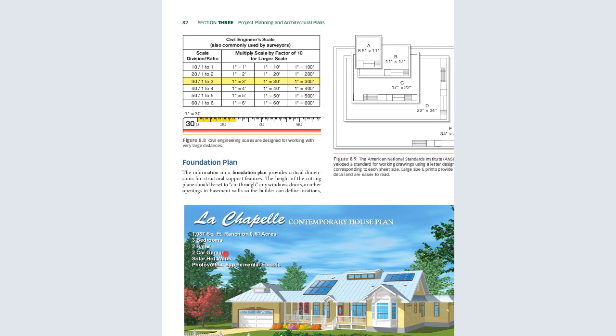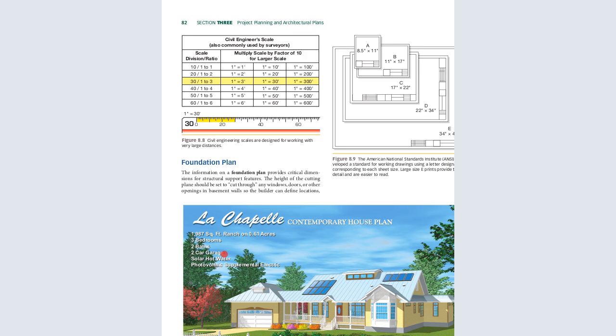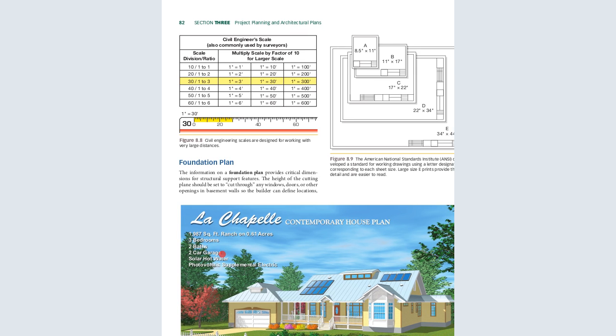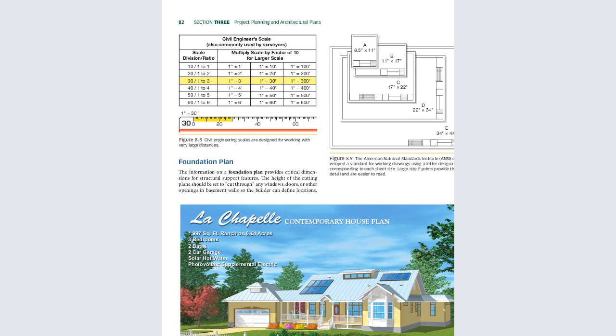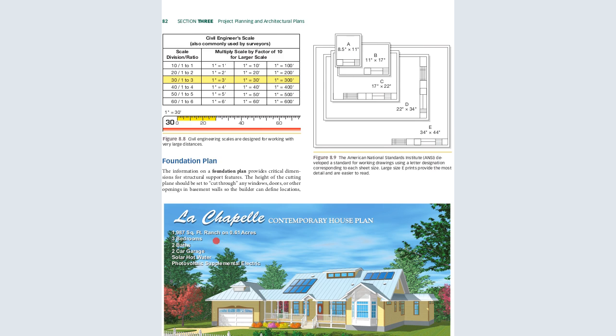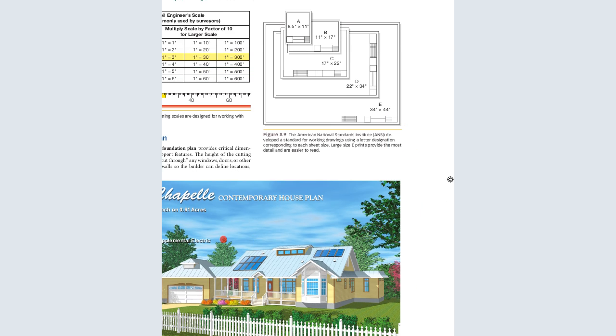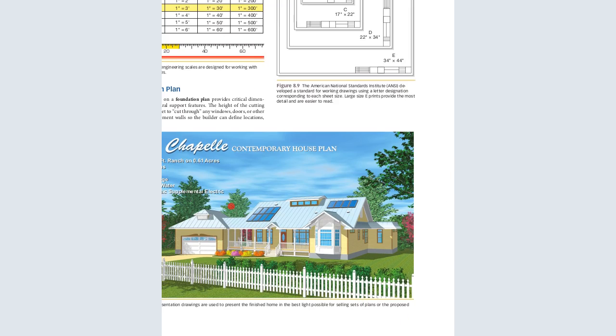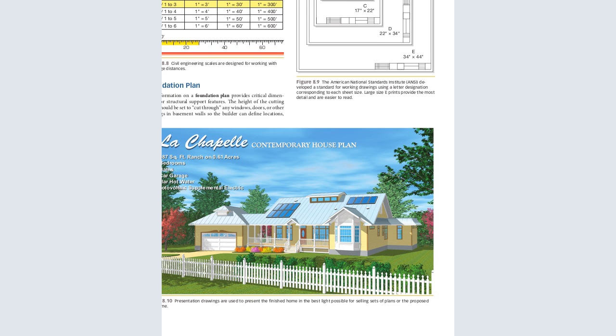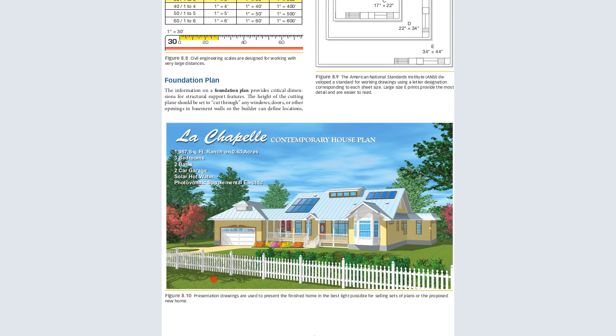Now the foundation plan. The information of the foundation plan provides critical dimensions for the structural support features. So the height of the cutting plane should be set so that it cuts through any windows, doors, or other openings in basement walls, so the builder can define a location. You can see it there. So this is how the plans look.